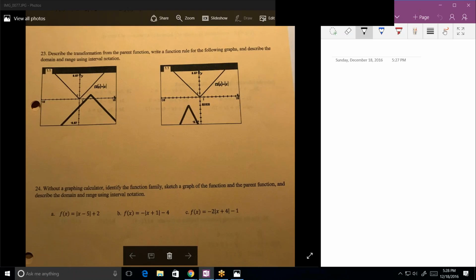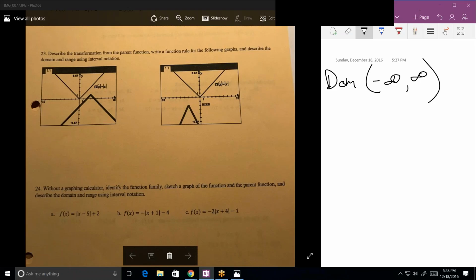Can x be 0? Yeah. Can x be 1? Yep. Can x be 100? Yep. Can x be minus 1,000? Yes, it can. Good. So what's the domain? In interval notation, it's minus infinity, comma, infinity. That's the same thing as all real numbers.